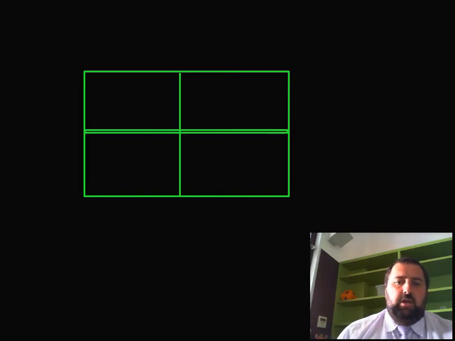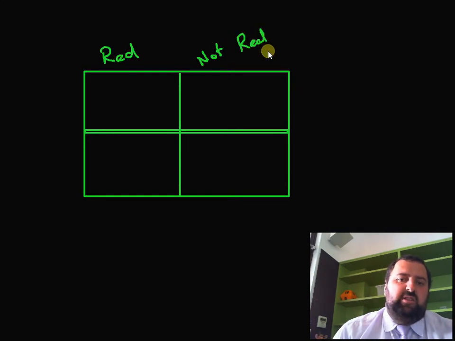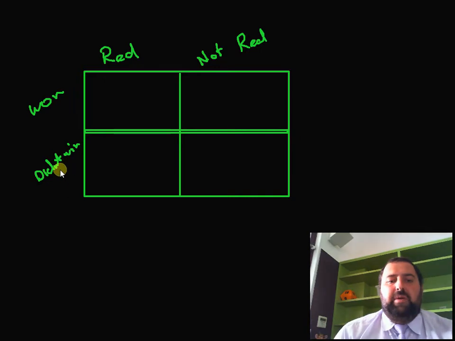So I'm going to draw a box and separate my box into 4 different cells, okay? Up the top, this column is going to be if they play in a red shirt or in a not red shirt. In this case, it's probably a blue shirt. And this column is going to be if they won last week or if they didn't win. So that would be a loss or a draw.